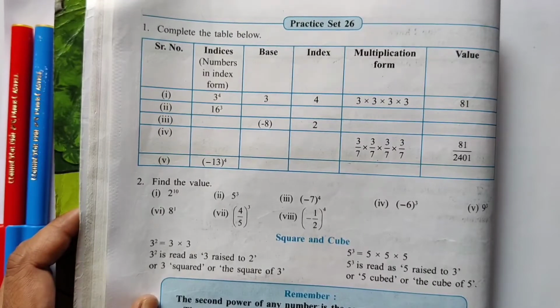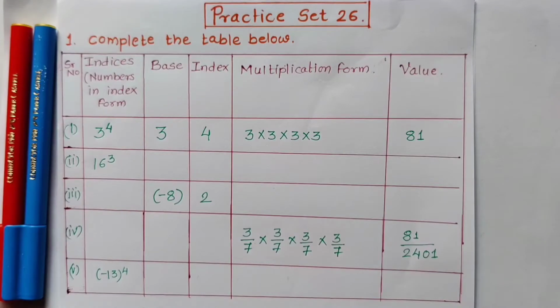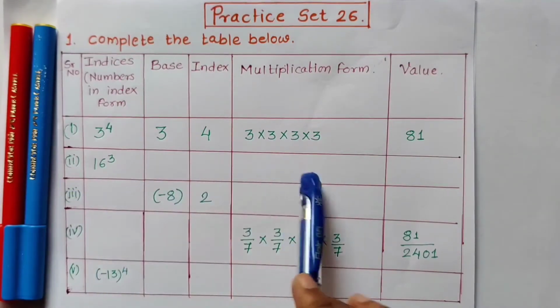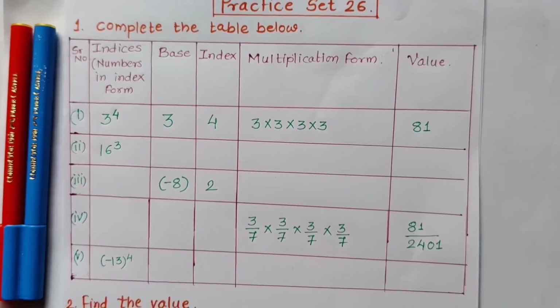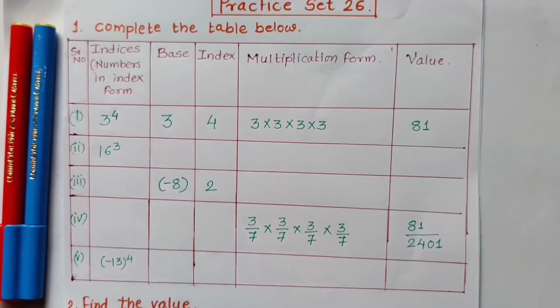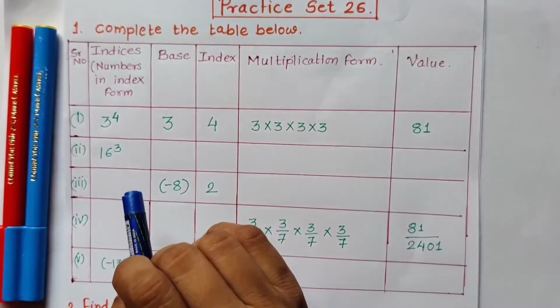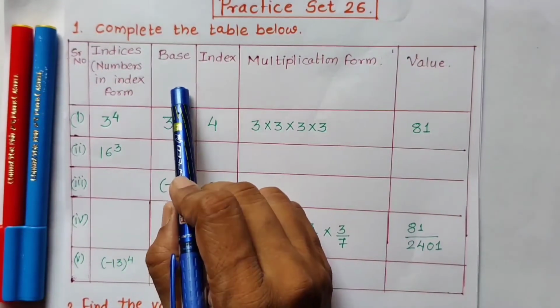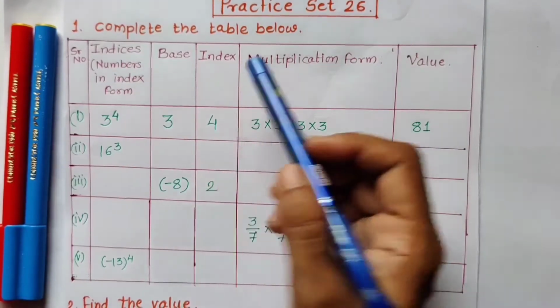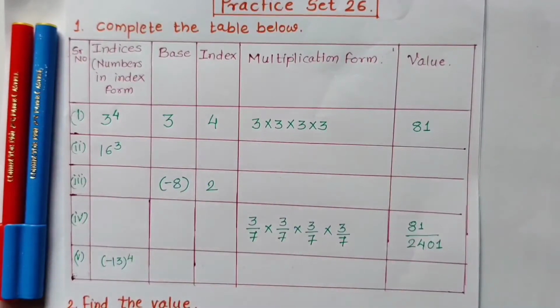Now let us solve the sums from practice set 26. We are given a table and we have to complete that table. 1, 2, 3, 4, 5, 6. 6 columns are there and we have to complete it. In the first column serial numbers are there. Now the second column is given in index form. Then in the third column base is there, then index is given, then multiplication form, and then we have to find the value. The first example is solved for our understanding.